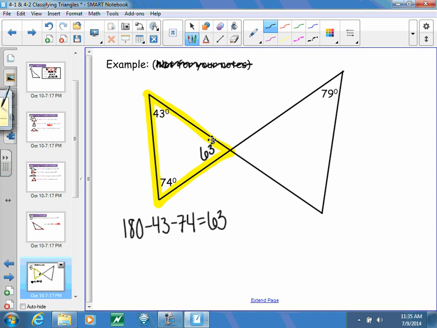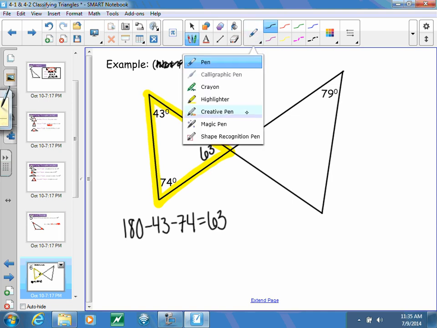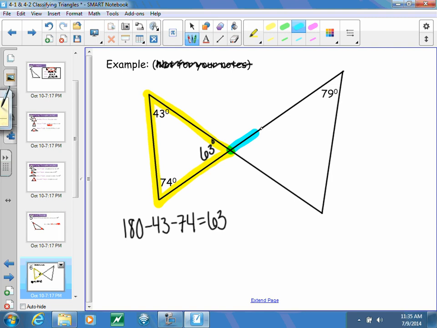So now I've got everything done on that yellow triangle. Now if I move over to this blue triangle, I need to figure out how I can find these next two angles.